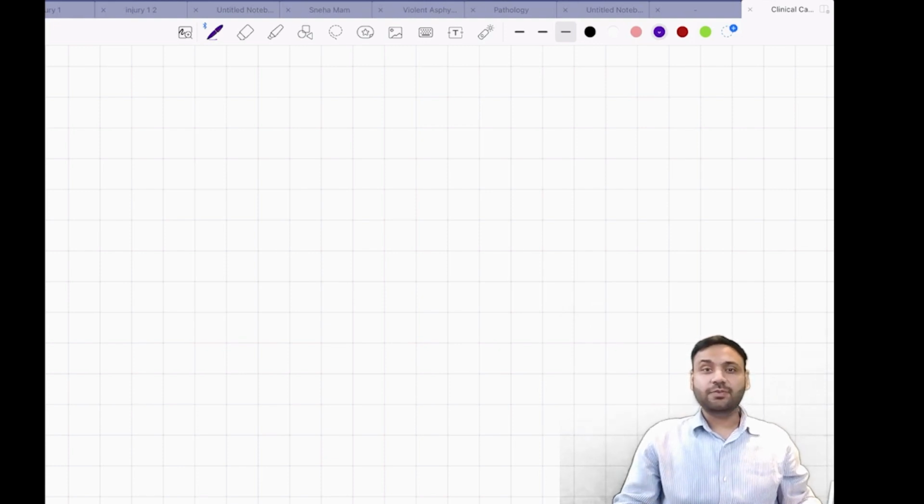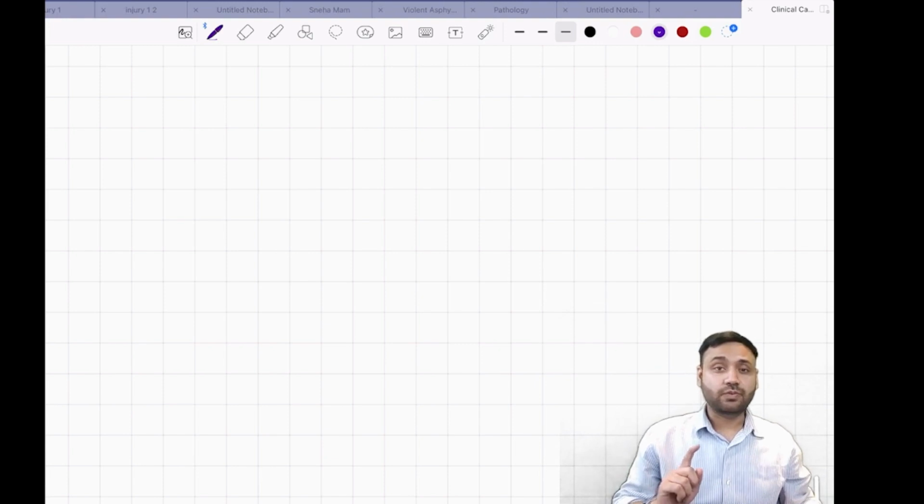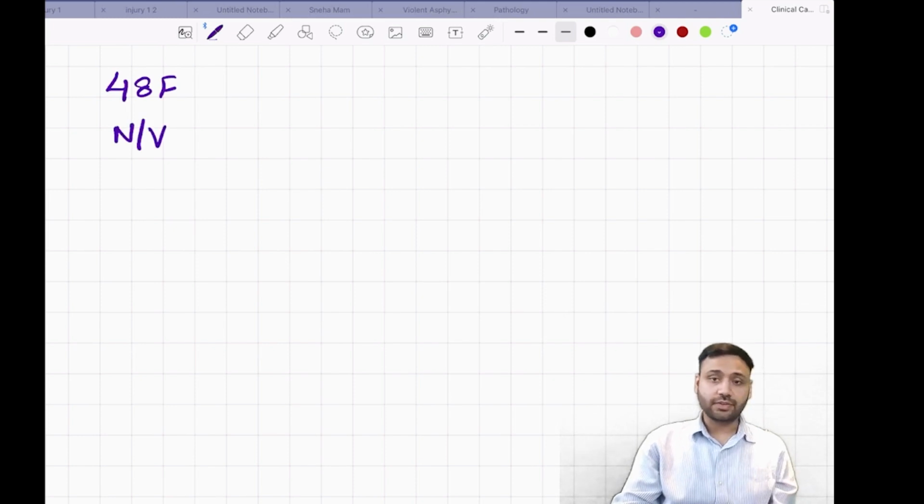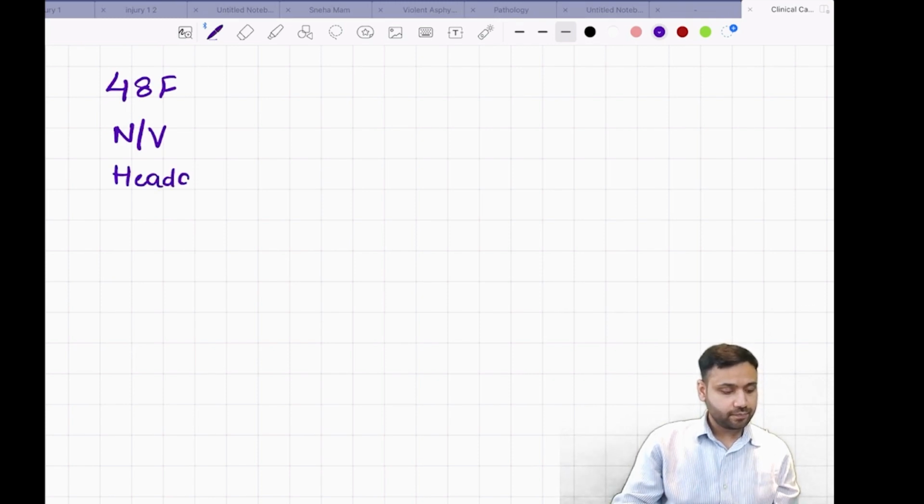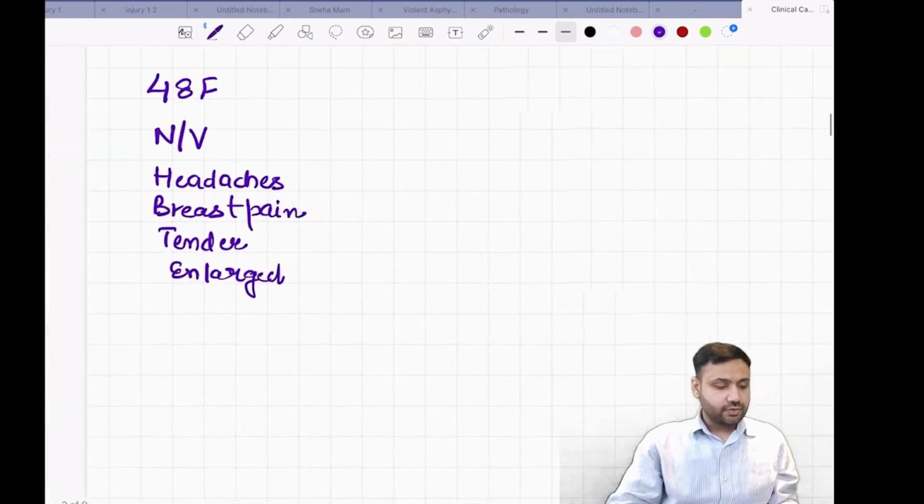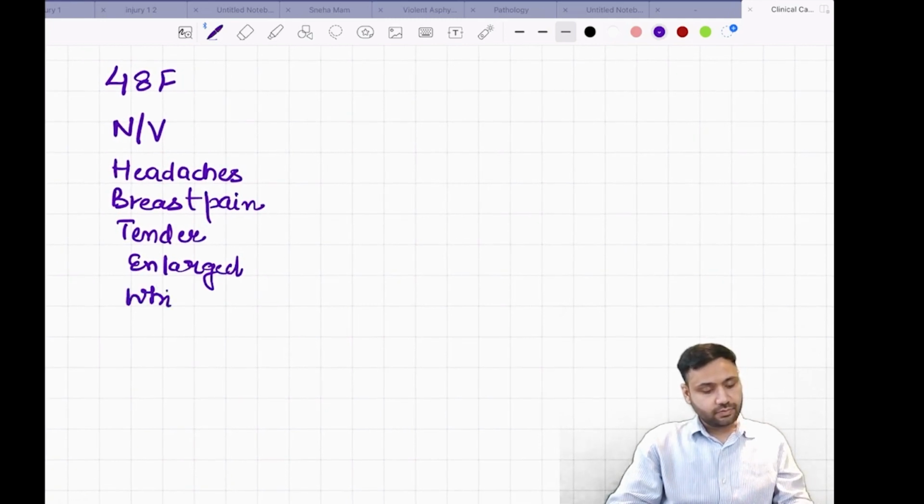So last time we were discussing a patient, a 48-year-old female with nausea and vomiting. She had headaches, breast pain, her breasts were tender, enlarged, and a whitish material could be expressed through the nipples.